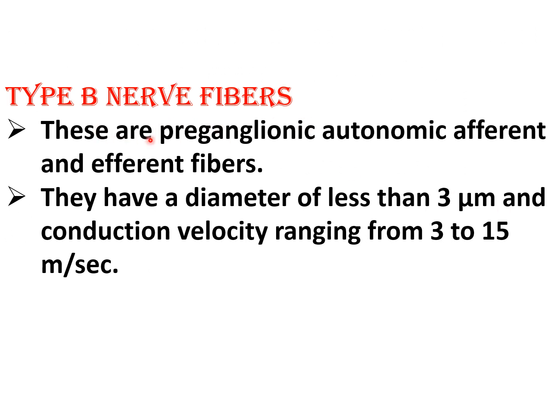Type B fibers. These are the preganglionic, autonomic, afferent and efferent fibers and they have a diameter of less than 3 micrometer and conduction velocity ranging from 3 to 15 meter per second.